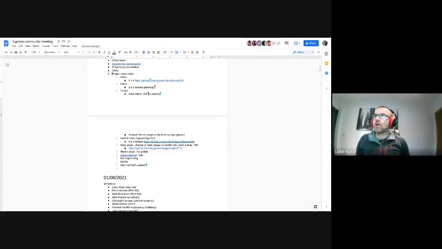0.2.0 will be out. 0.1.0 release planning for Fulcio is underway. So we're going to hopefully cut our first release of Fulcio soon.